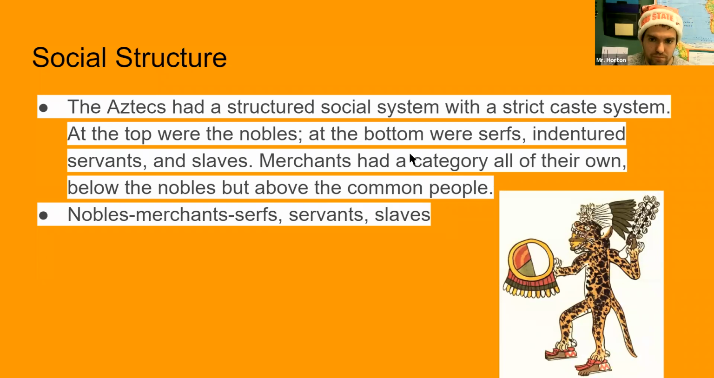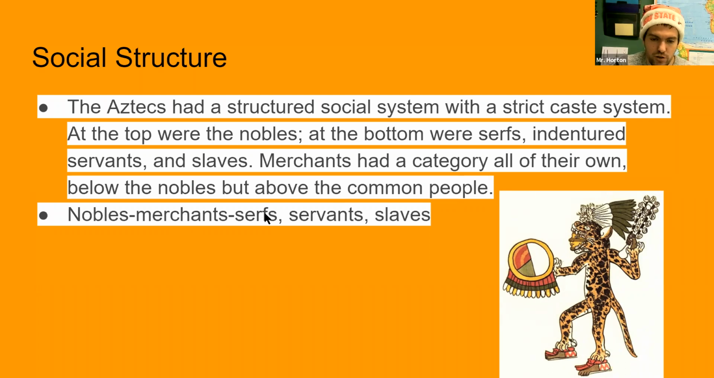And then below them were the serfs, and then indentured servants and slaves. And then the merchants also had a category of their own, which was right below the nobles. So it went: the nobles at the very top who had the most power, and then right below them were the merchants, or the people who went and traded and bought different goods.